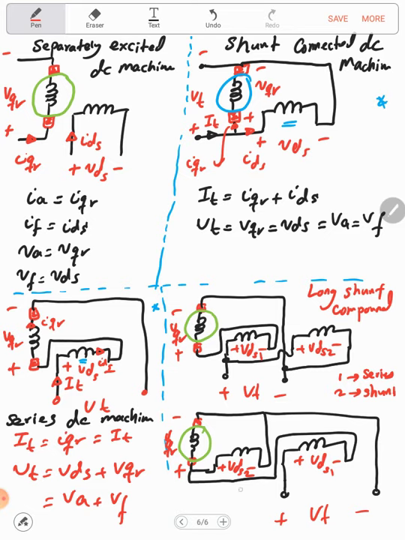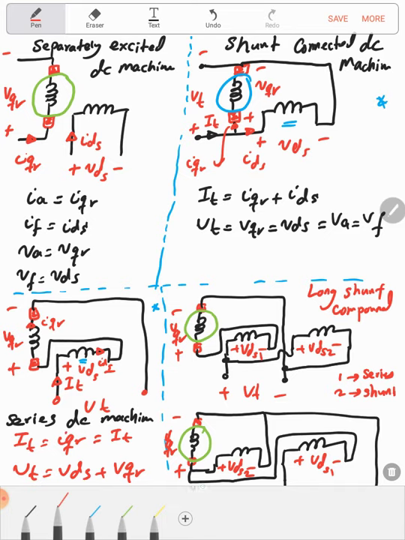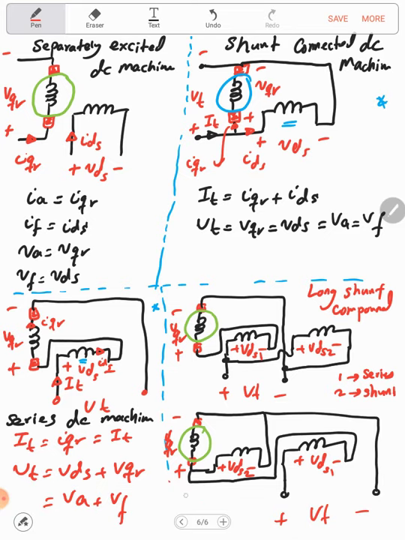Now if you notice here, I switched the place of the coil in order to get, let's say, an organized plot. Now this is called the short shunt compound.